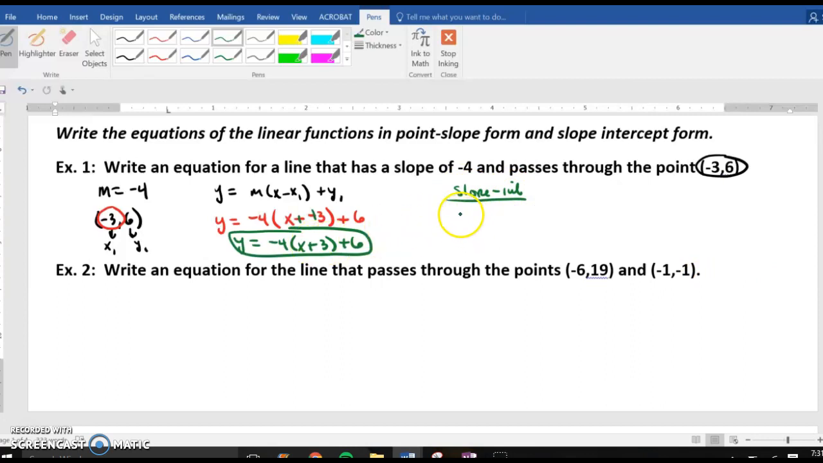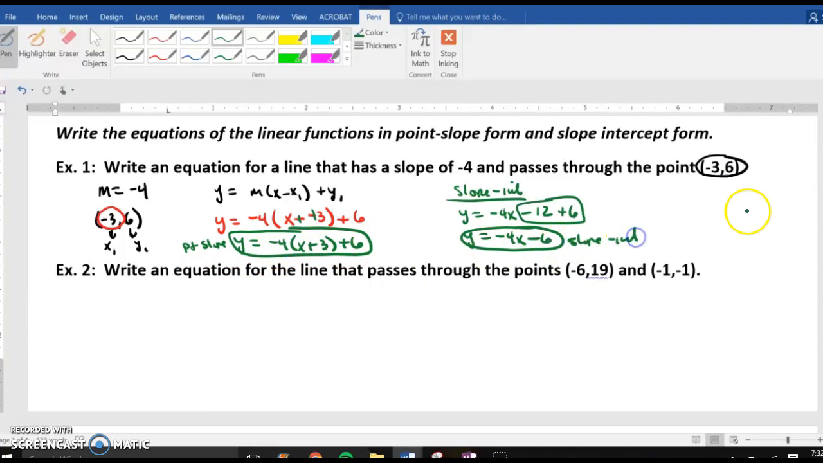In slope intercept, the first thing I'm going to do is distribute the -4. So -4 times x is -4x, -4 times 3 is -12, then plus 6. Now if I combine like terms, I get y equals -4x minus 6, and this is slope intercept. So here this is point slope, and this here is slope intercept.